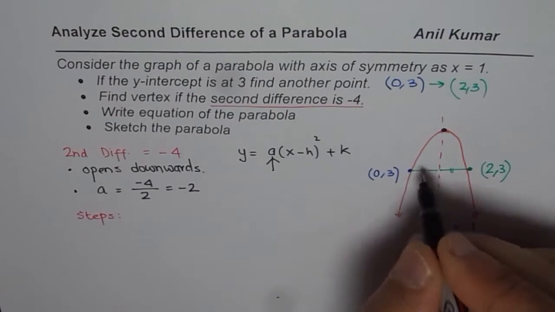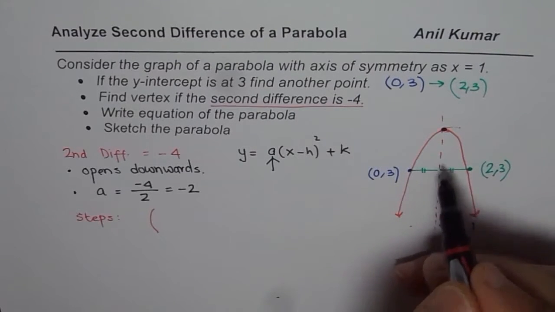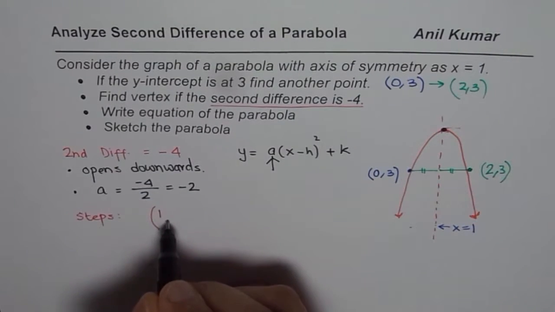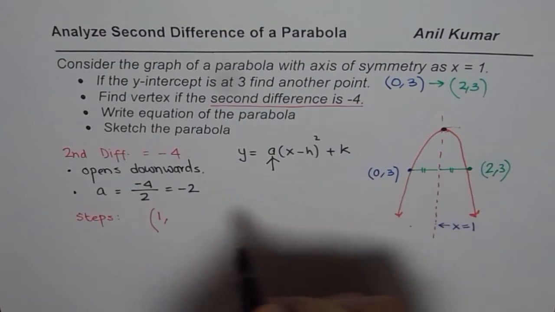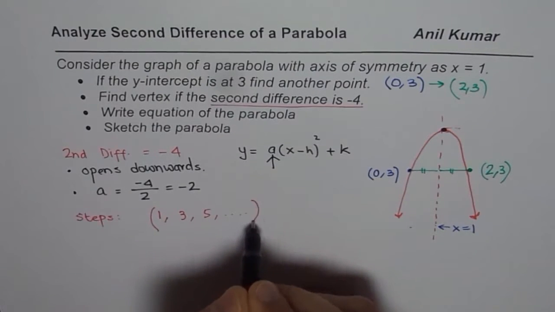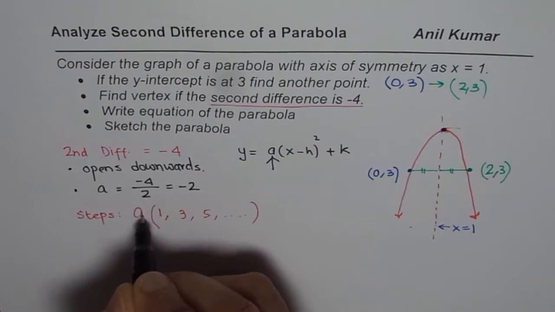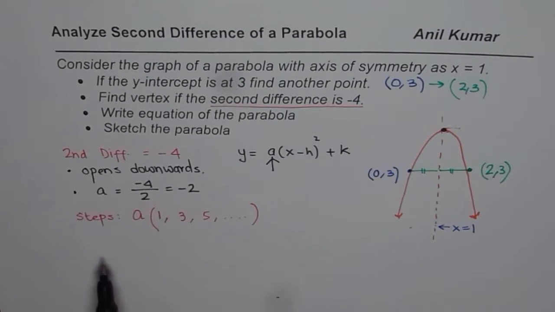Whenever we have a parabola, as you move 1 unit to the right, it moves 1 unit up or down. The second time it will move 3. So 1, 3, 5 is a ratio multiplied by a times this. So in our case, a is minus 2.